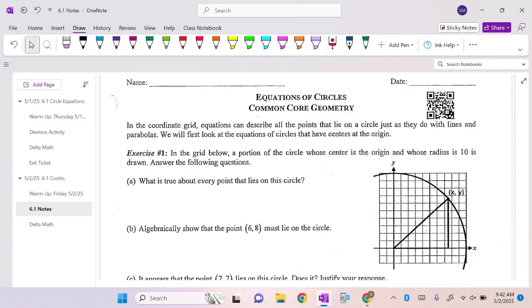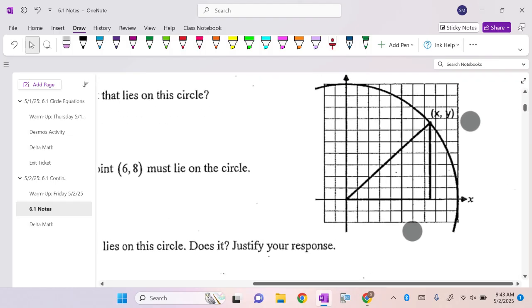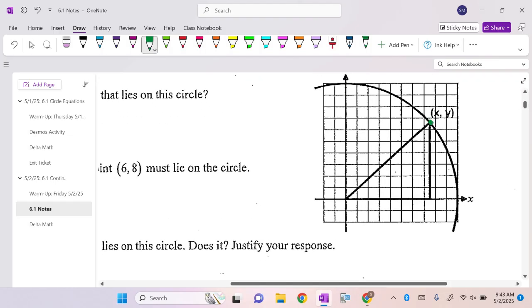So let's look at the very first example. In the grid below is a circle whose center is the origin and whose radius is 10, and it's drawn. So what do we know about the point that lies on the circle? This point right here, what's so special about it? Here's the center, here's this point. What do we know about that point?